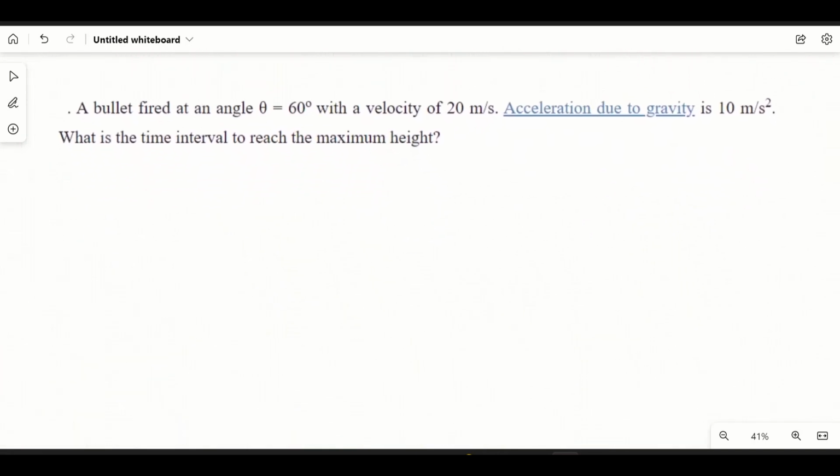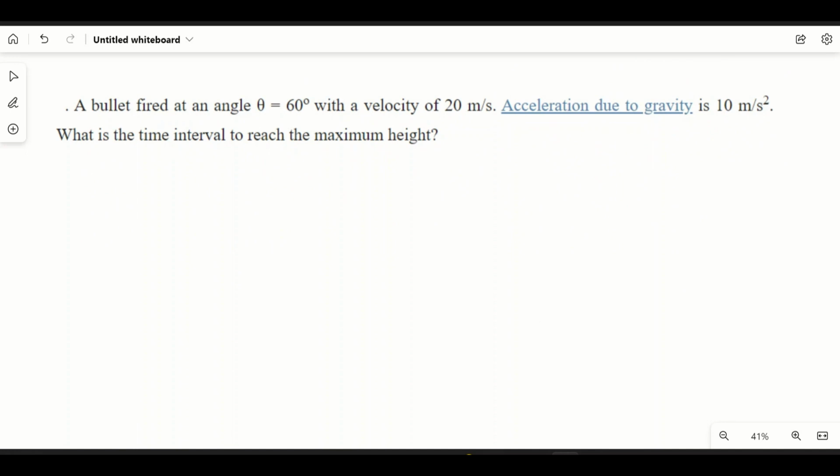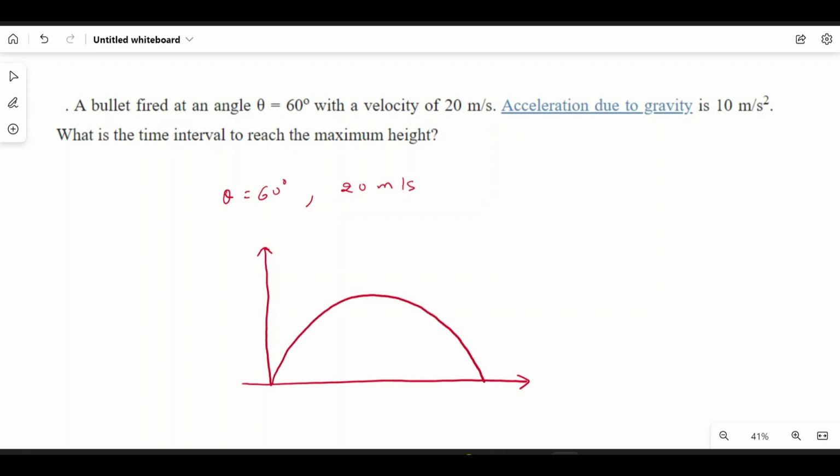Now let's see the next problem. A bullet is fired at an angle of 60 degrees with a velocity of 20 meters per second. So here you can see that angle theta is 60 degrees with the horizontal and velocity is 20 meters per second. What is the time interval to reach the maximum height? You can do it by formula also, or you can draw like this. This is 60 degrees, this is 20 meters per second.